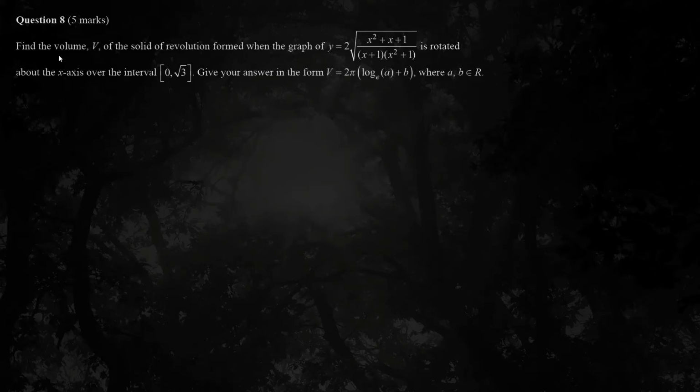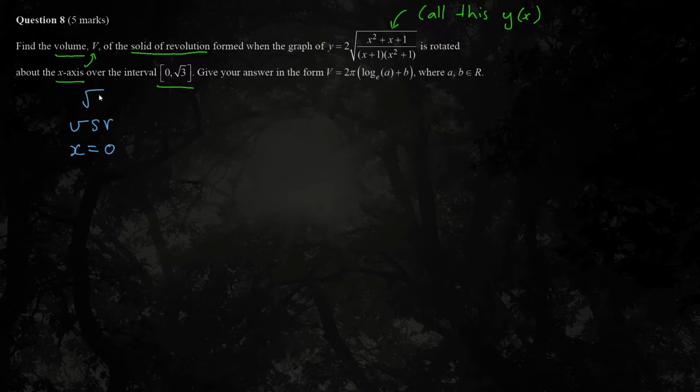Socratic Math Tutor here. Today we're going to find the volume V of the solid of revolution formed when the graph of this equation is rotated about the x-axis over this interval. Let's call this y of x. What we're trying to find is the volume of the solid of revolution between x equals 0 and root 3 of y of x.